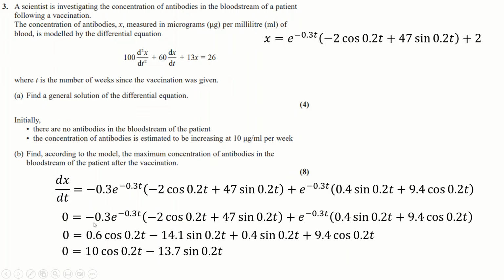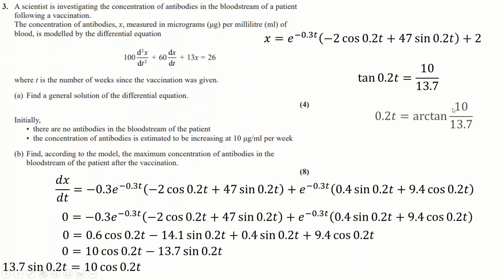So this looks complicated, but I haven't really done very much. I've just got rid of these two bits, expanded out this minus 0.3 to make this, and then just kept that one the same, and then moved together these sines and cosines. And now, of course, I can just move the sines to the other side, divide by 13.7, divide by cos 0.2t, and we get tan 0.2t is 10 over 13.7. Do inverse tan on that, and then times it by 5 to get t is 3.15.